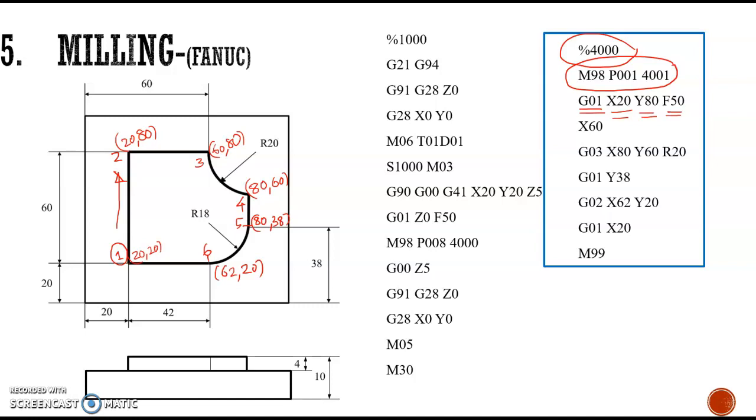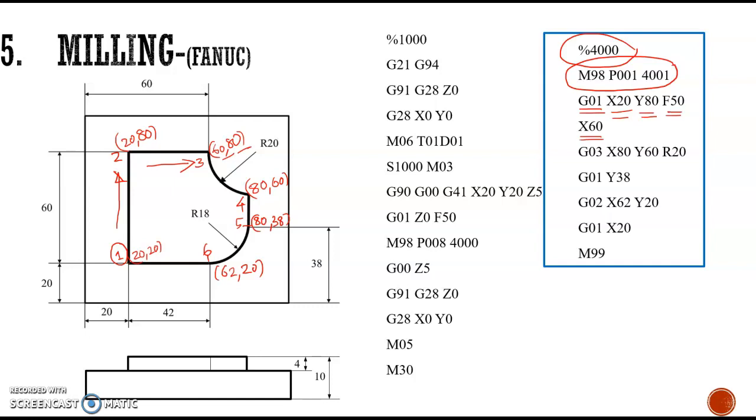And then the next is we need to move the tool to the third position. So the third position coordinates are 60 and 80. Only change is in the x direction. So only x is given. So 80 is the same thing. In the Y-axis there is no change.